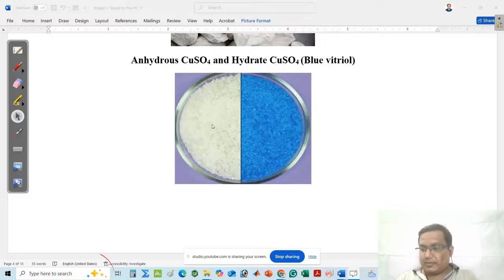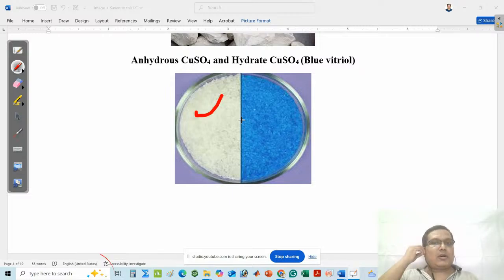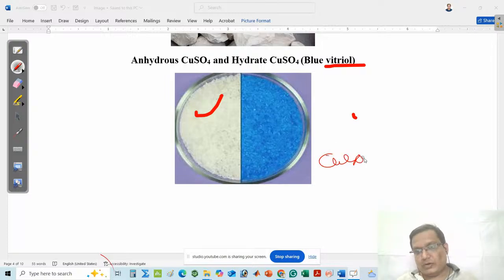Look at this part. The white part is your anhydrous copper sulfate. Then it will absorb water molecules and be converted into the hydrated form. That is your blue vitriol. The hydrated form has 5 water. So the formula you can write here is CuSO4·5H2O. That is said to be blue vitriol.